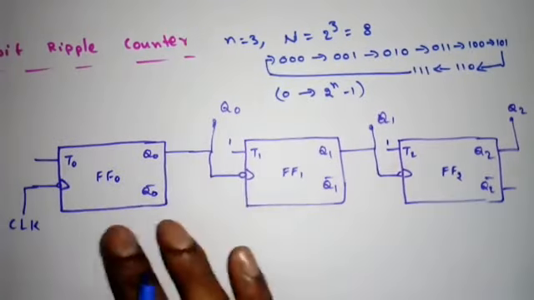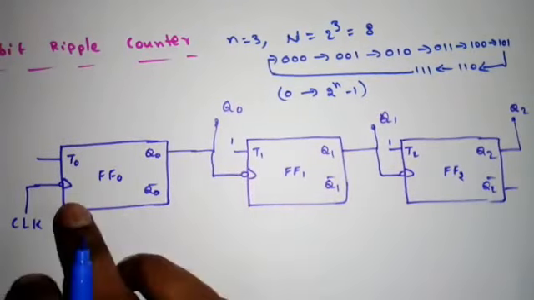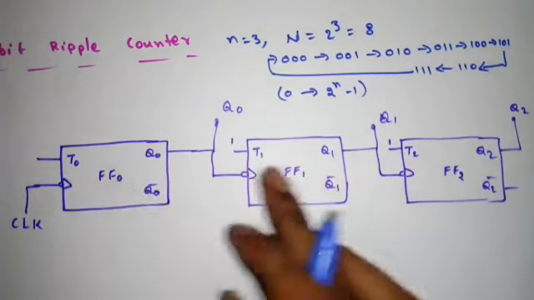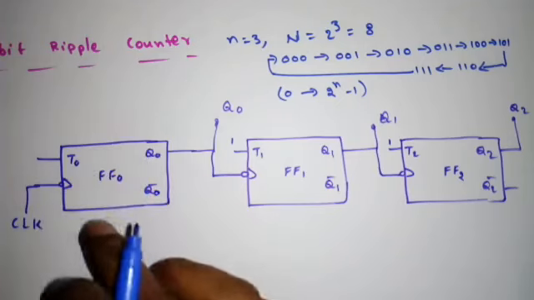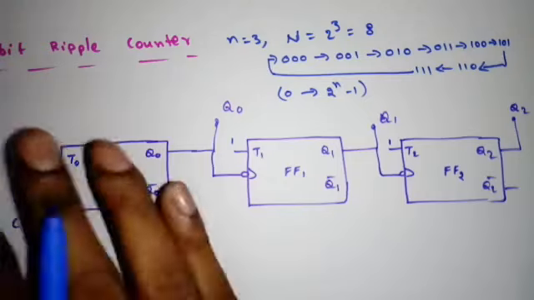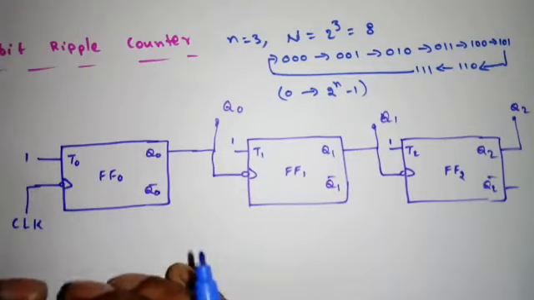3 flip-flops are required. So I have drawn the 3 flip-flops, and see, all are negative edge triggered flip-flops, right? And these flip-flops are T flip-flops. Instead of T flip-flops, I can use JK flip-flops also. So here all T flip-flop inputs will be 1 because they will be in toggling mode.